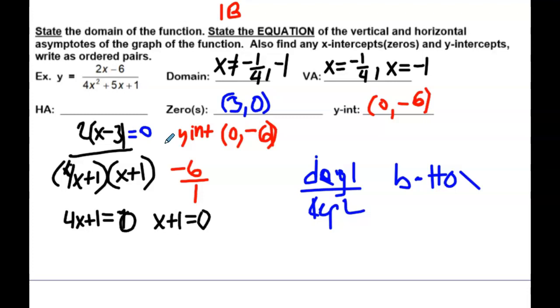It is bottom heavy, so what is the end behavior for bottom heavy? Do you remember? It's just y equals 0. Yep. So the horizontal asymptote is at y equals 0.